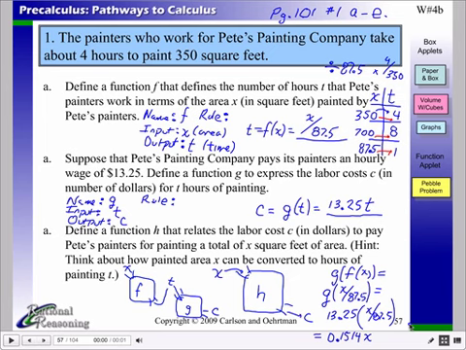So now this is a single formula whose input is area, and you plug the area into this, it's just going to directly give you the cost for that much area. And so that's a new function that they're telling us to call h, h of x.